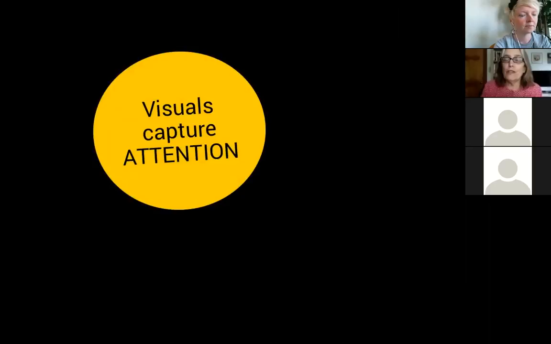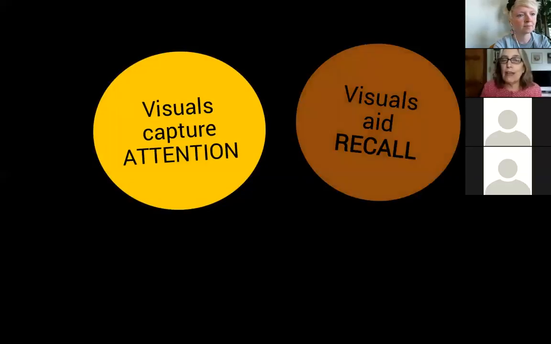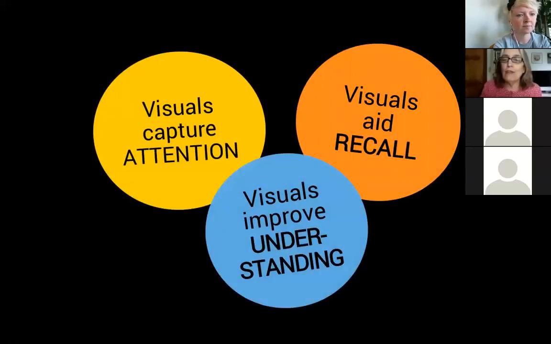So here's what the research says. It says visuals definitely capture attention, they aid recall, and they improve understanding. And I hope this gives you some ideas of how you can build a case for stressing the importance of visual design.